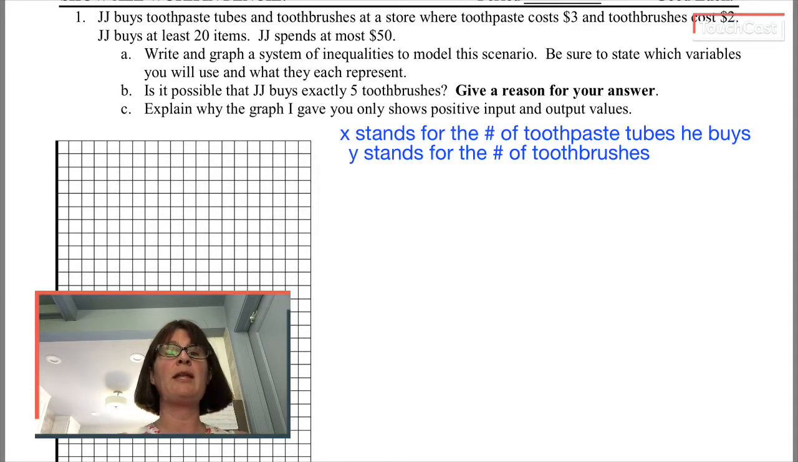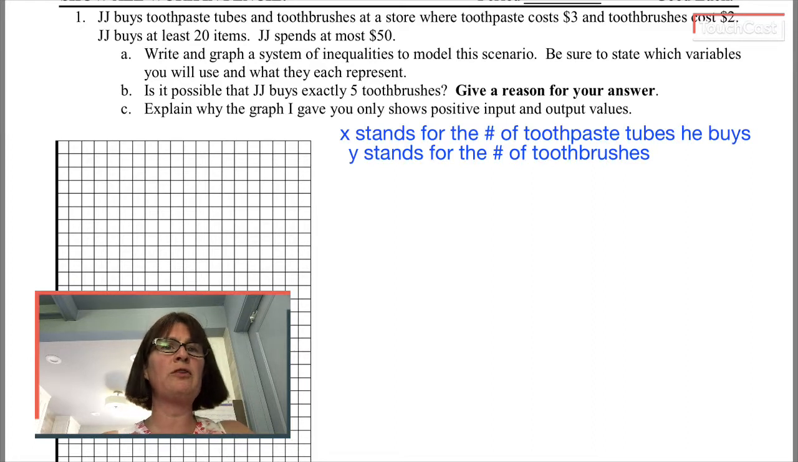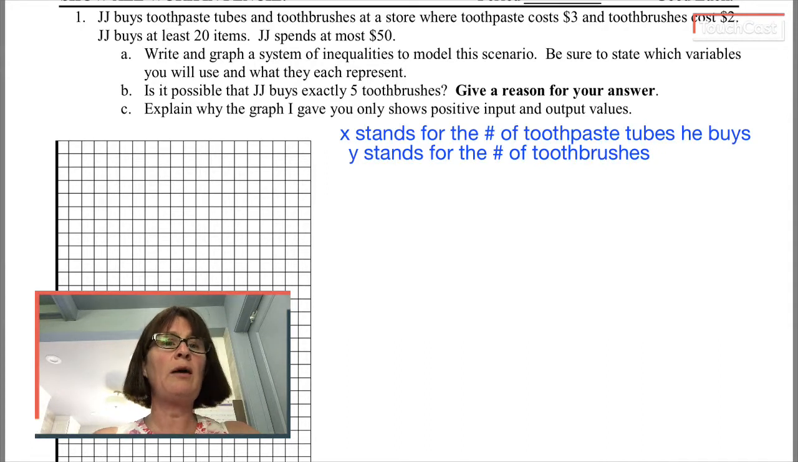So we know that the sum of our parts, in this case, for the number of items he buys, is at least a total of 20. So when I think about that first constraint, I might write myself a note. If you don't feel like you're ready to just translate from the words of the problem to the math, I might write sum of parts equals the whole.